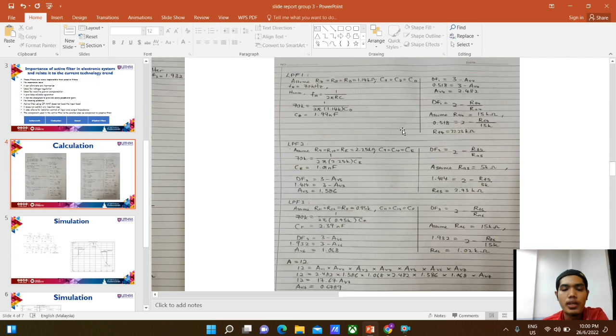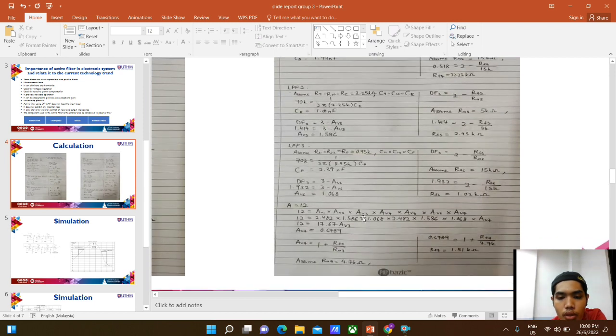Next, we use the low pass filter. It is the same thing as the high pass filter, in three steps. This is the formula for the low pass filter. And this is the answer, the resistance and frequency number 4, number 5, and number 6. And also we get the answer for the current for the low pass filter. Here are current 4, current 5, and current 6.